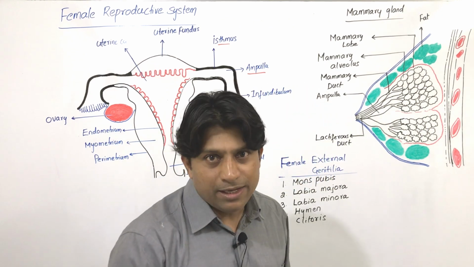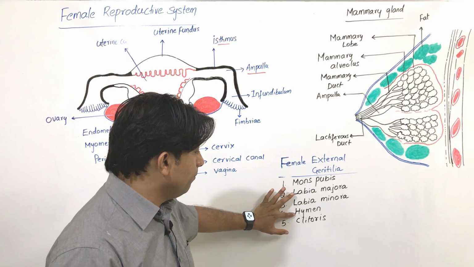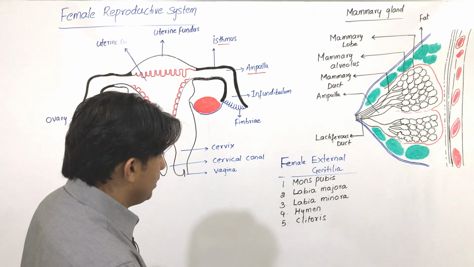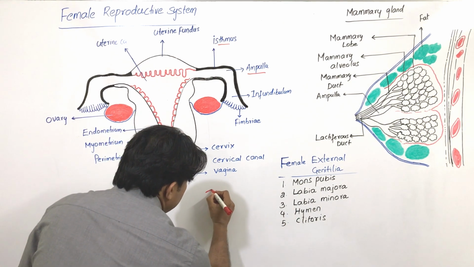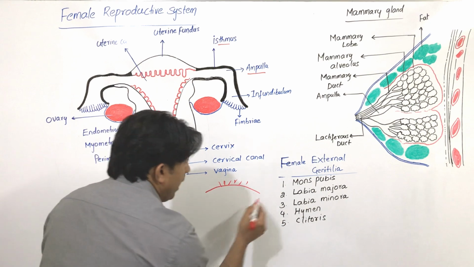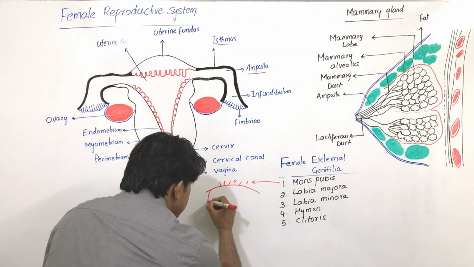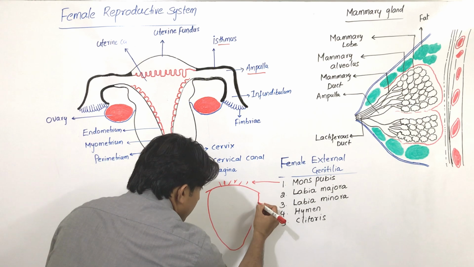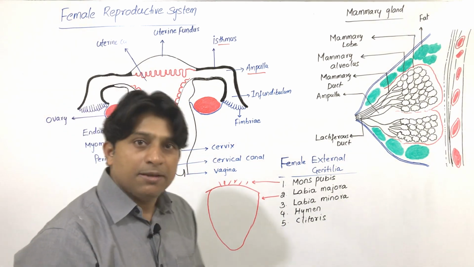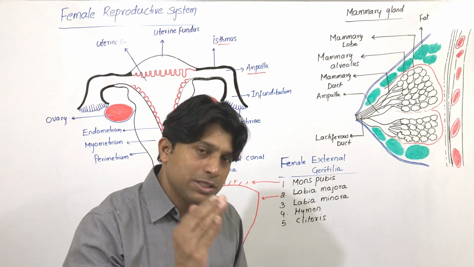The female external genitalia includes mons pubis, labia majora, labia minora, hymen, and clitoris. So let us find out these structures. A female external genitalia includes first a fatty cushion with pubic hairs, and this fatty cushion with pubic hairs is known as mons pubis. From mons pubis extends one more layer with fatty tissue, which is known as labia majora. Labia majora, to the outside, has sebaceous glands, sweat glands, as well as hair follicles.